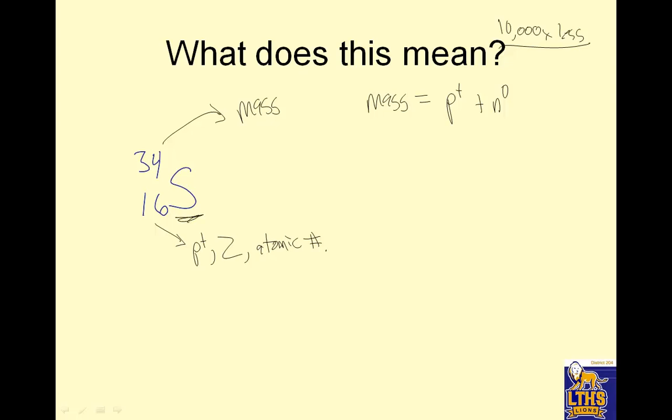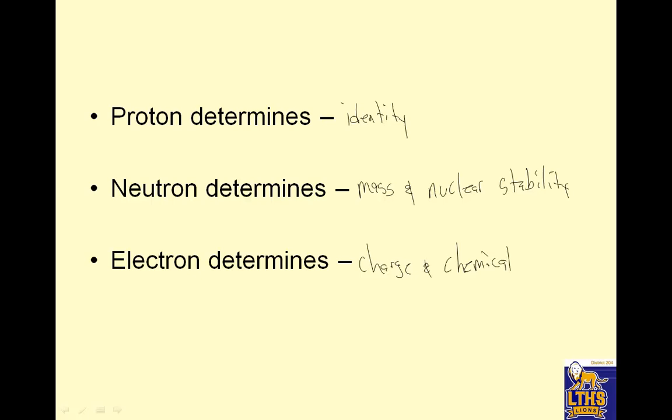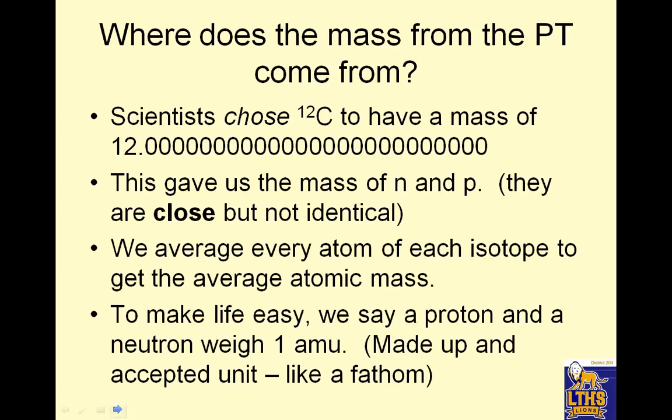So if you have a periodic table and you're looking at S, then you can figure out that it has 16. That's the whole number on it. Proton determines the identity. Neutron determines mass and nuclear stability. Electrons determine charge and chemical reactivity. I guess it'd be chemical stability too. So there's a difference. Both of them have the reactivity. This would be a nuclear reaction, and this is a chemical reaction. So it's important to see the difference there.